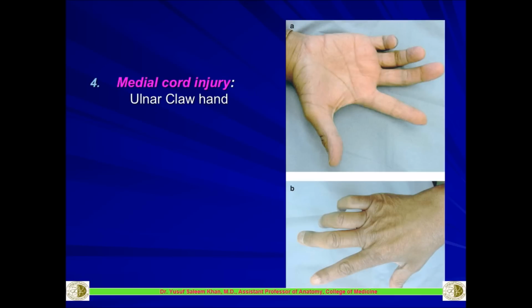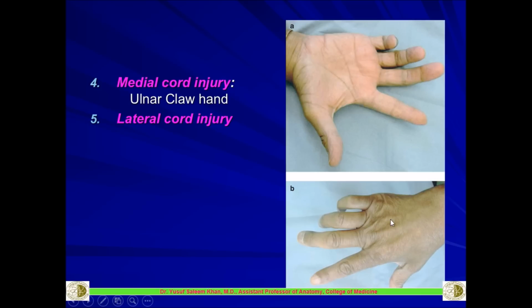The fourth condition is called the medial cord injury. This is mainly because of the injury to the ulnar nerve, and this condition is called the ulnar claw hand. If you can see here, the two medial digits, the fourth and the fifth digit, that is the ring finger as well as the little finger, you can see them actually showing flexion at the middle as well as the distal interphalangeal joints. So this is called the ulnar claw hand.